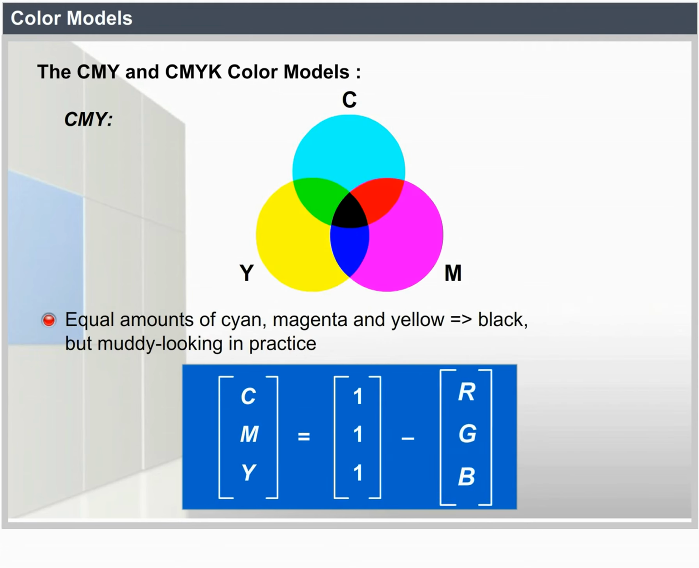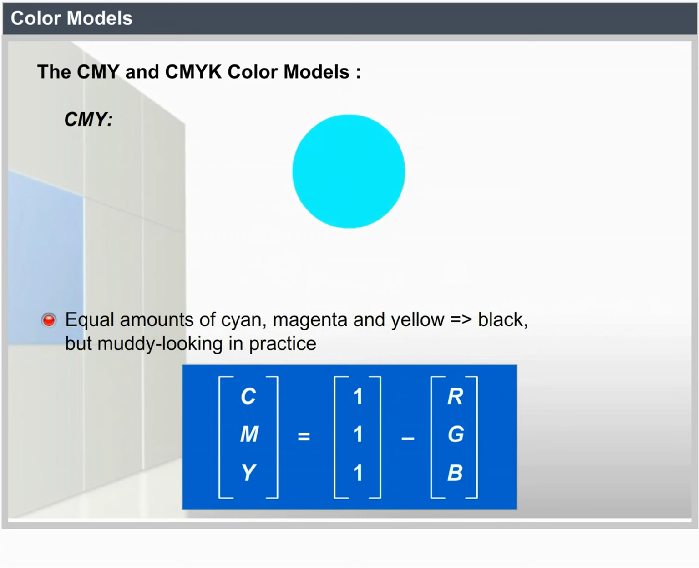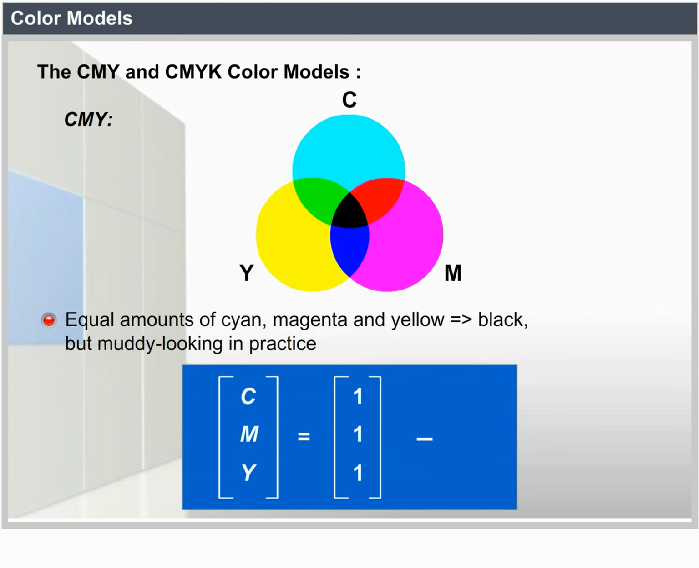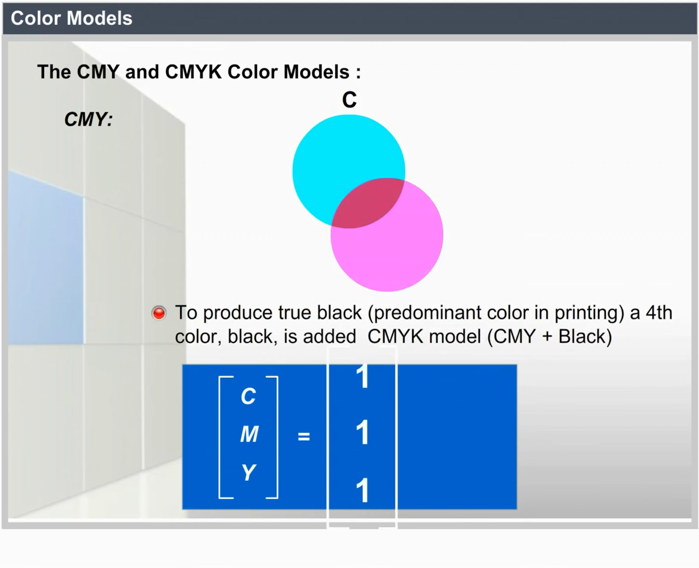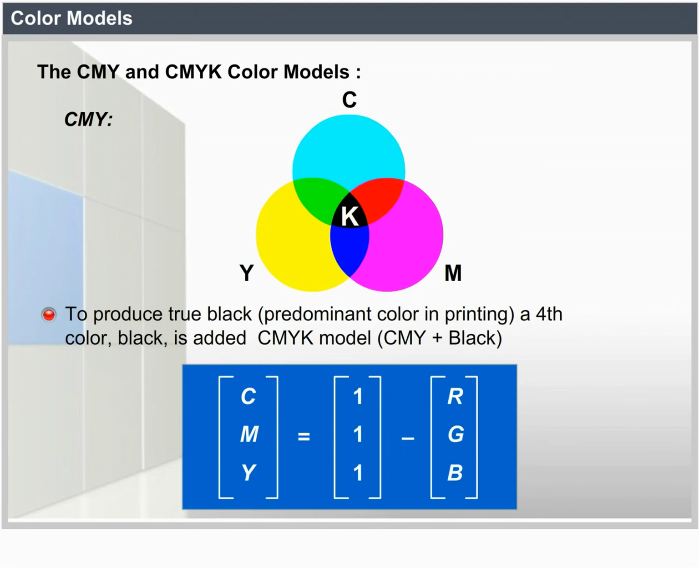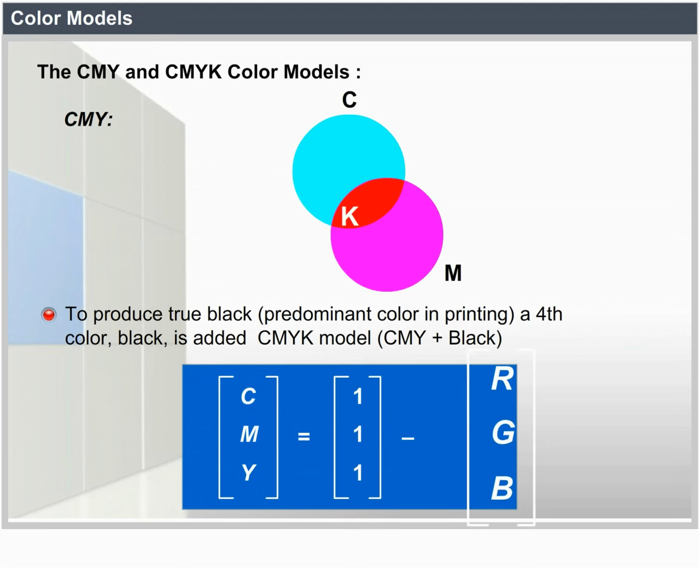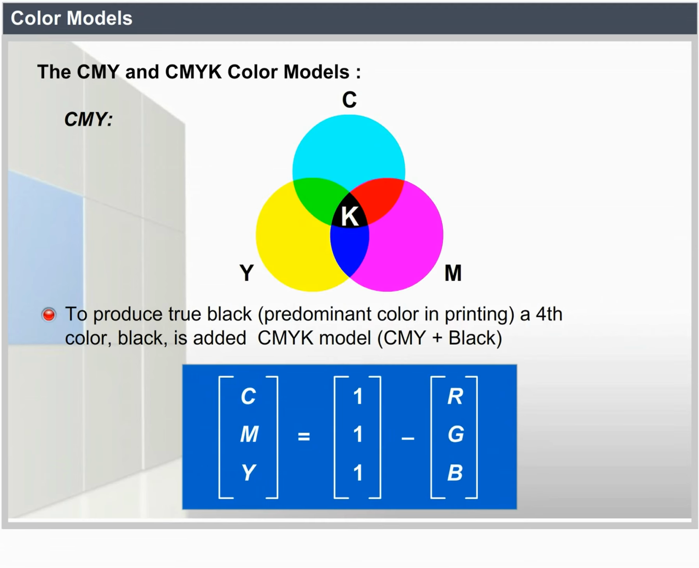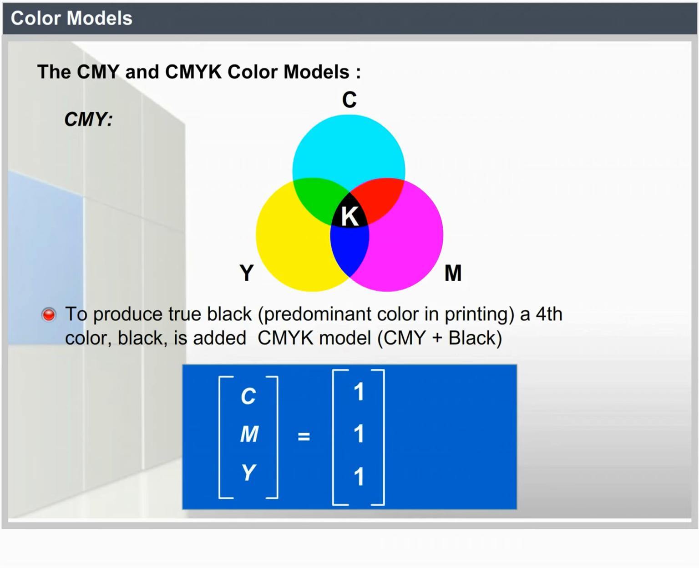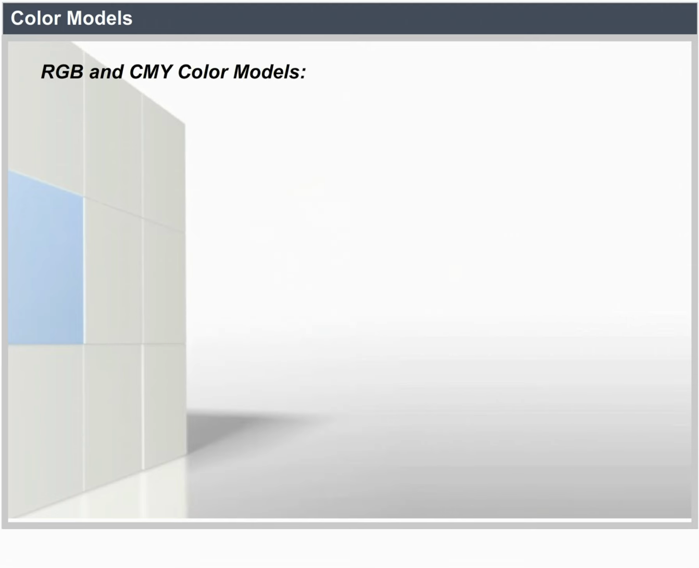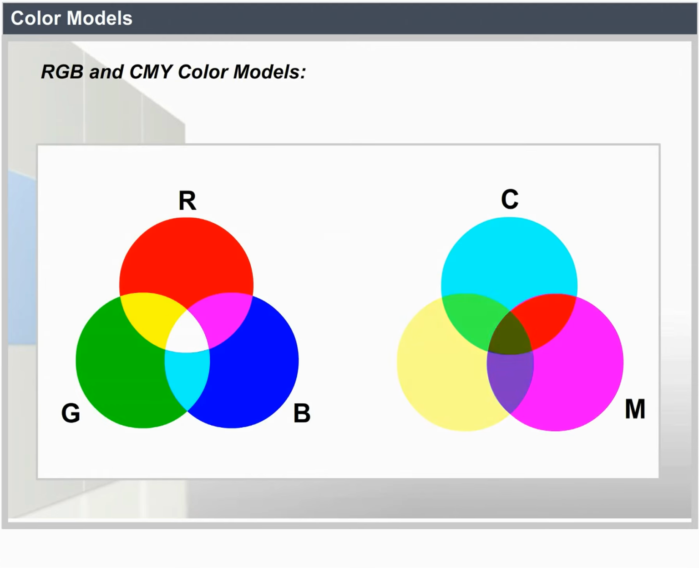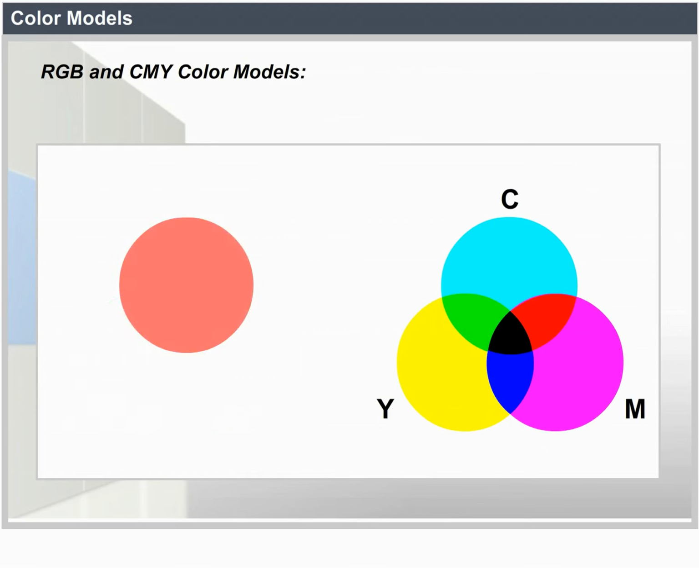Equal amounts of cyan, magenta, and yellow lead to black, but muddy looking in practice. To produce true black, predominant color in printing, a fourth color, black, is added. CMYK model: CMY plus black. The RGB and CMY color models are as depicted on the screen.